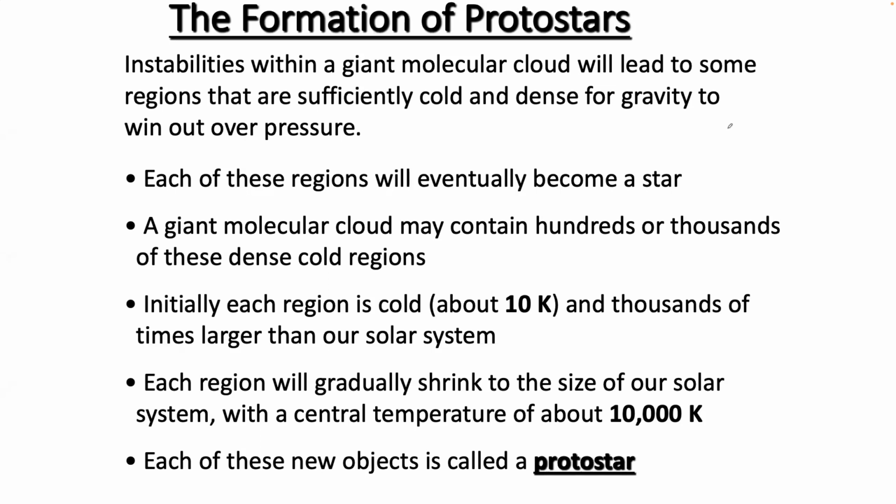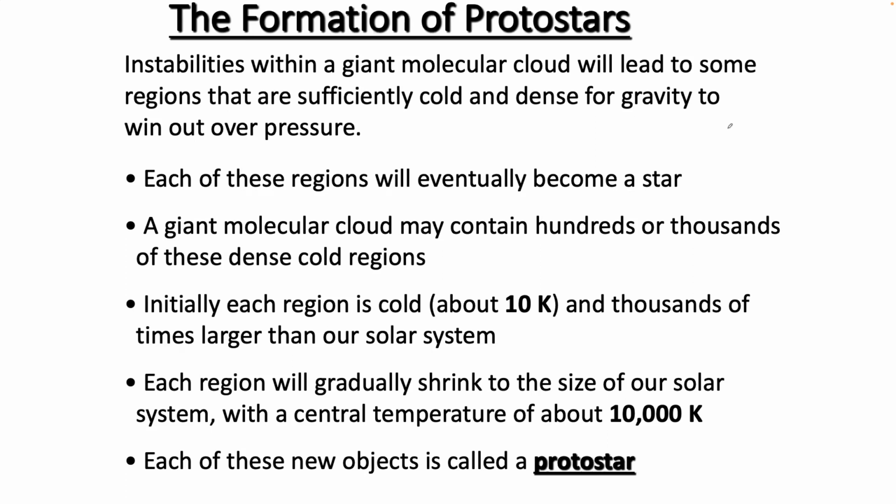Now, basically, when you take one of these giant molecular clouds, this cloud may contain hundreds or thousands of these dense cold regions, right? So initially, each region is cold and thousands of times larger than our solar system, right? So you can have a large number of cold regions in this one molecular cloud, which will lead to creating a large number of stars, right? So each of these cold regions will gradually shrink to the size of our solar system with central temperature about 10,000 Kelvin.